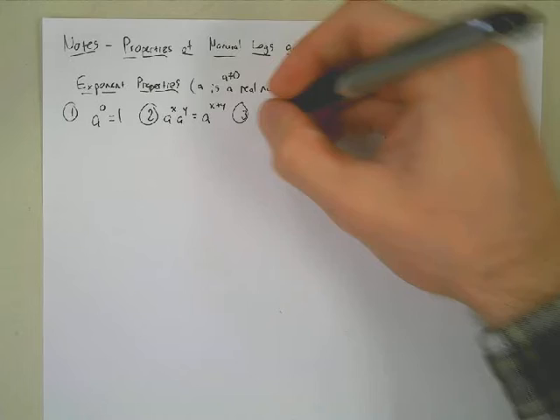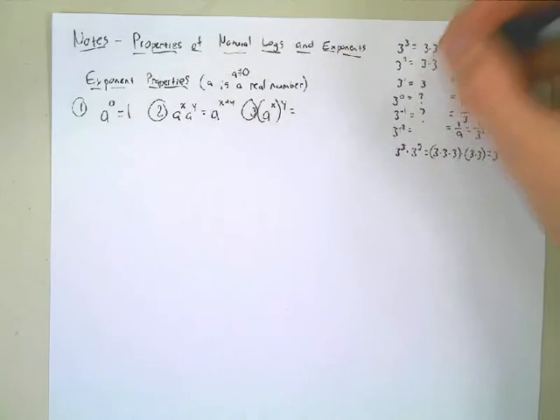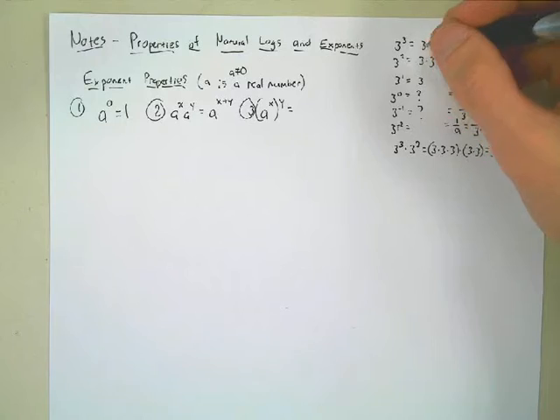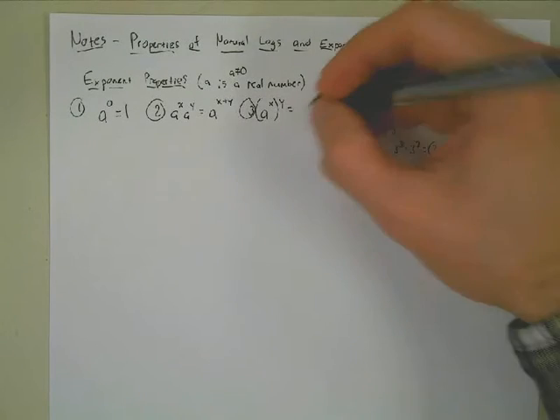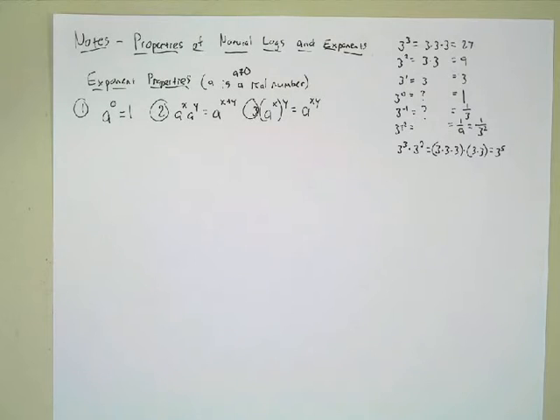All right, a to the x to the y. What's that equal to? Power to a power, you multiply. So it's a to the xy.